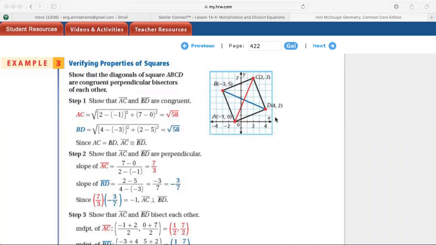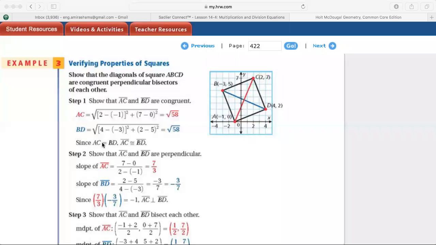The other diagonal is BD, using the ordered pairs of B and D. So x2 minus x1: x2 is 4, x1 is minus 3. So (4 minus minus 3) squared plus (y2 minus y1): y2 is 2, y1 is 5. So (2 minus 5) squared. When I finish my calculations, it will be the square root of 58. So the measure of diagonal AC is the square root of 58, and the measure of diagonal BD is the square root of 58.